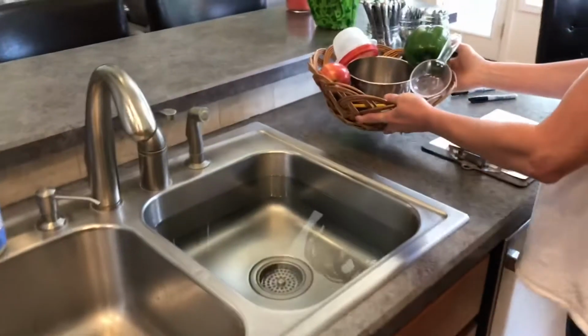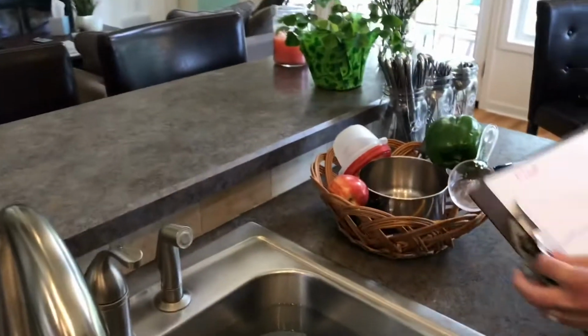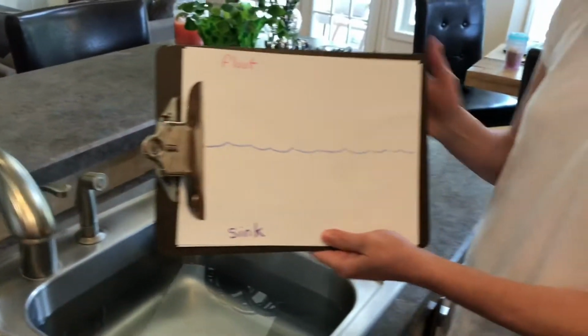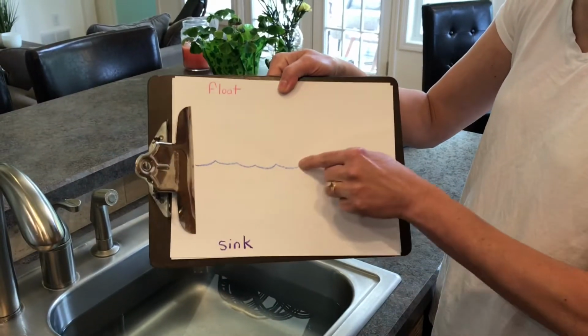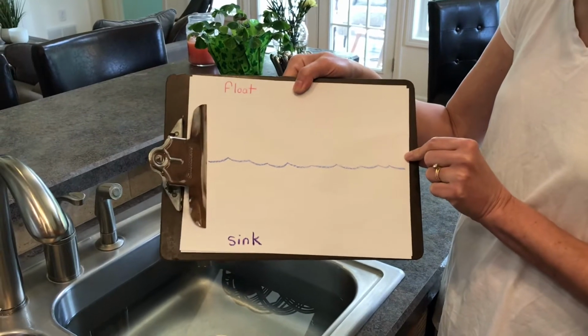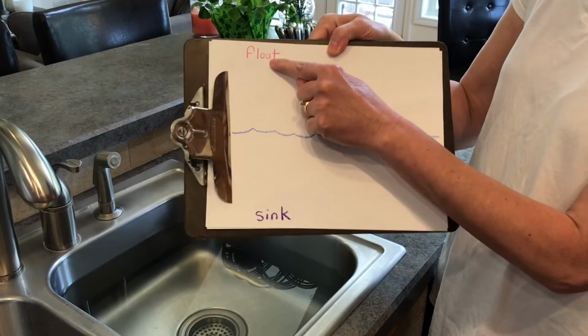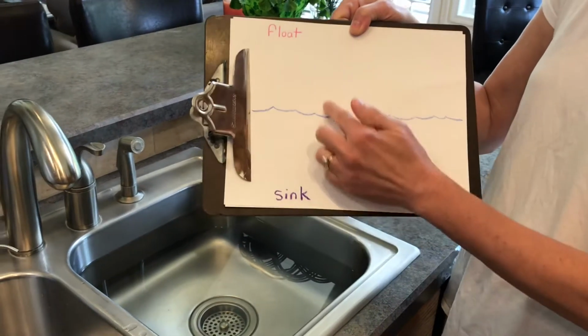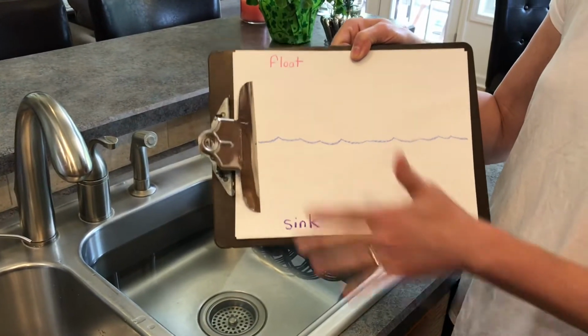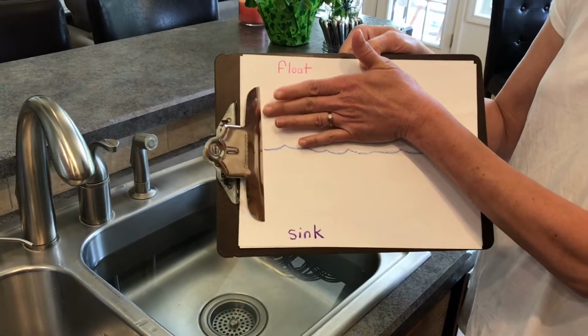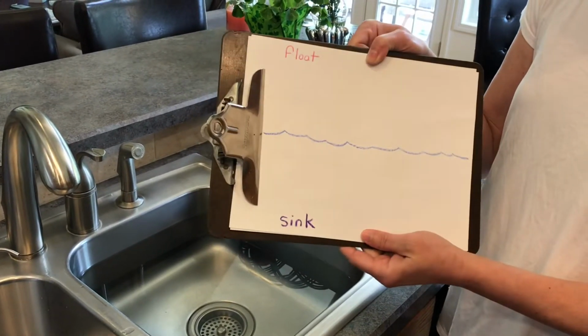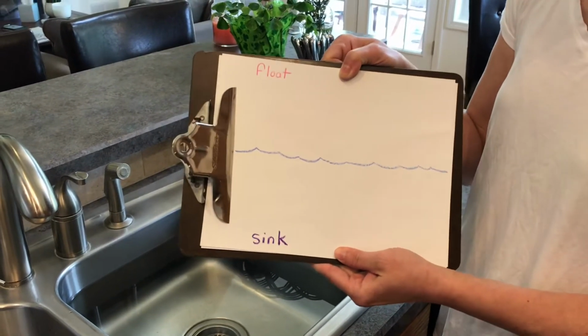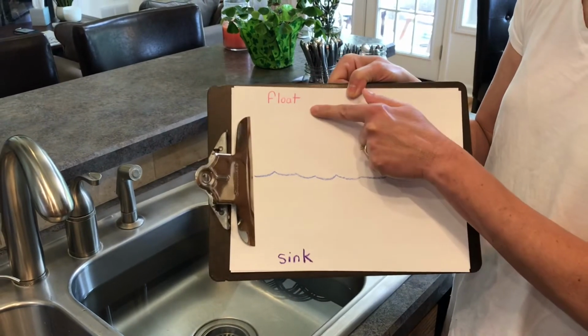So I'm going to put these things up here. And then what I did is I took a plain piece of paper and I drew a water line. I made it wavy so it looks like water. And then at the top I wrote float, and at the bottom I wrote sink, because if something sinks, it's going to go to the bottom of the water. If something floats, it's going to stay on top of the water. And when we're done with the experiment, we're going to talk about why things sink or why things float.